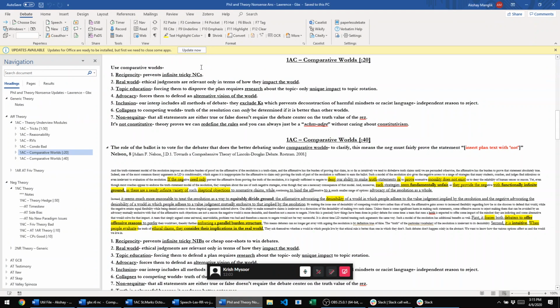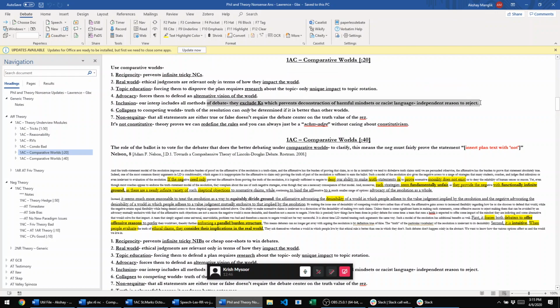For the regular comparative worlds claims, these are pretty straightforward. Prevents infinitely tricky 1Cs because it doesn't allow for infinite nibs, a priori, scap, whatever. Real world, since comparative worlds is evaluating who does the better debating in the context of proving the desirability of a specific world, it forces judgments to be more real world rather than abstract, debating semantically about the resolution. Topic education is similarly about that. I think topic education is relatively strong. Advocacy, yeah, it forces them to defend alternative worlds themselves.